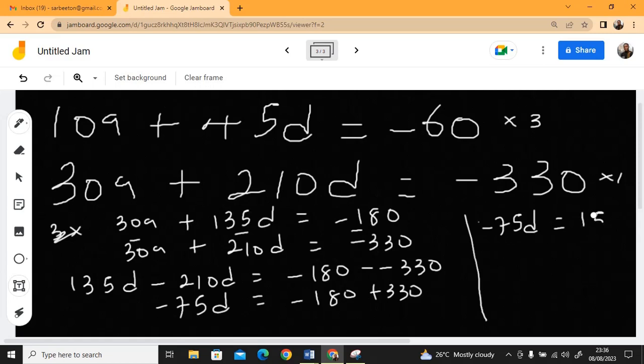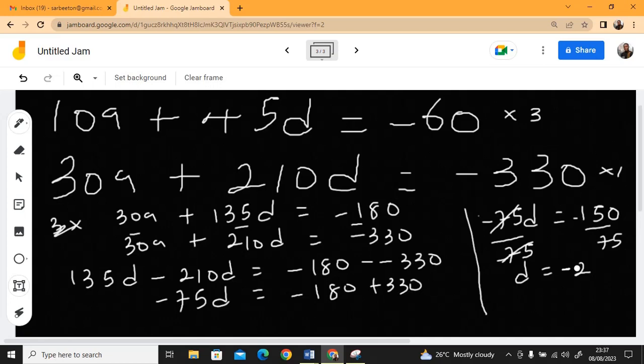That is 150. So I will divide both sides by what? By minus 75. The minus will now go up, so this will cancel this. So 150 divided by 75 should give us 2. So it means my D equals minus 2. Is this clear? I'm very sure it is clear. Now I'm going to substitute this minus 2 for D in equation 1.